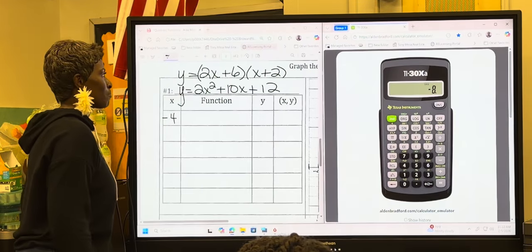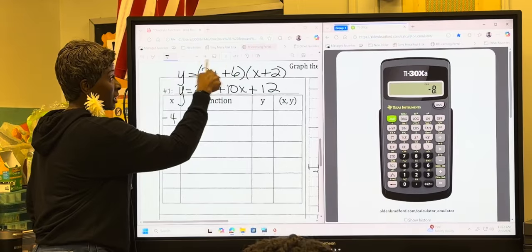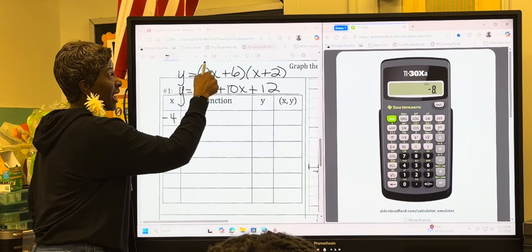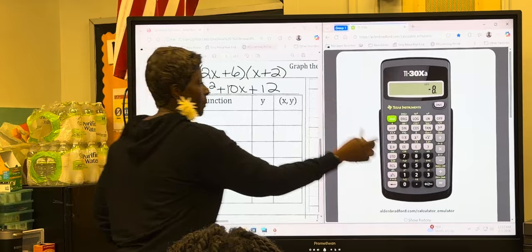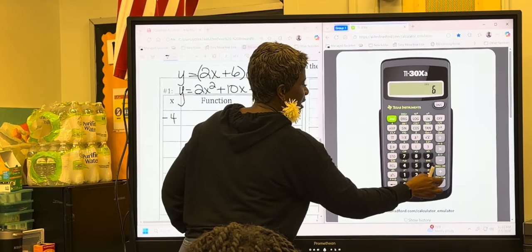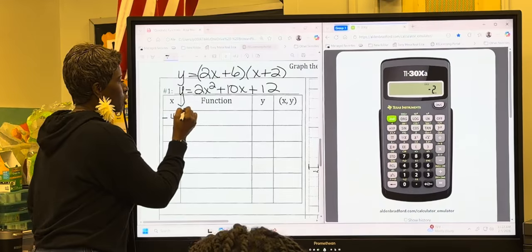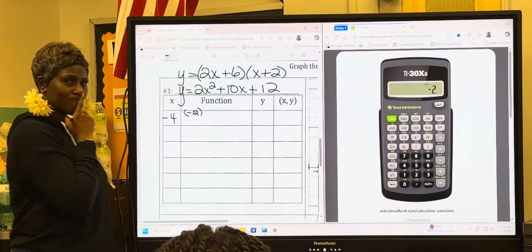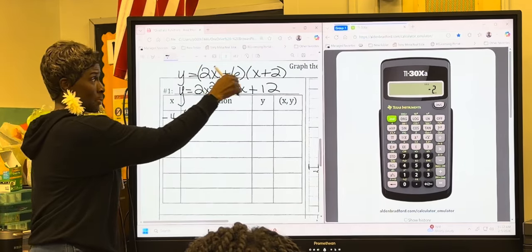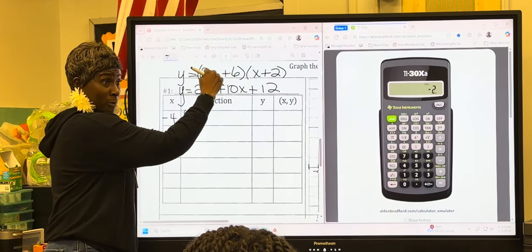What do I get? So I'm going to put right here, I just plugged into this top one, -8 plus what? 6. Plus 6 equals, what do I get? So I'm going to put -2 right here. Watch what I do. That's this part. We just got -2 from this, right?